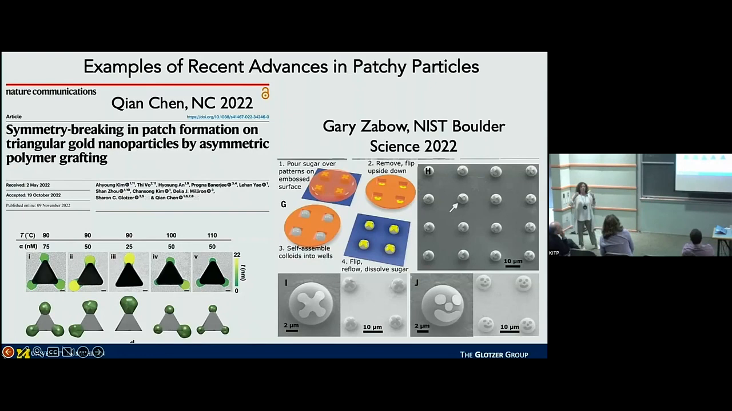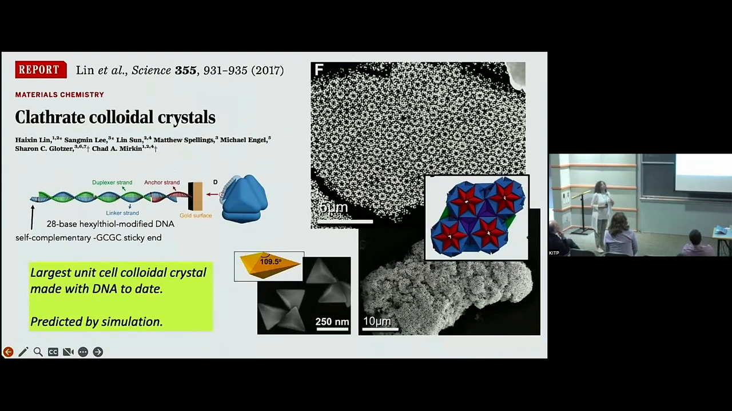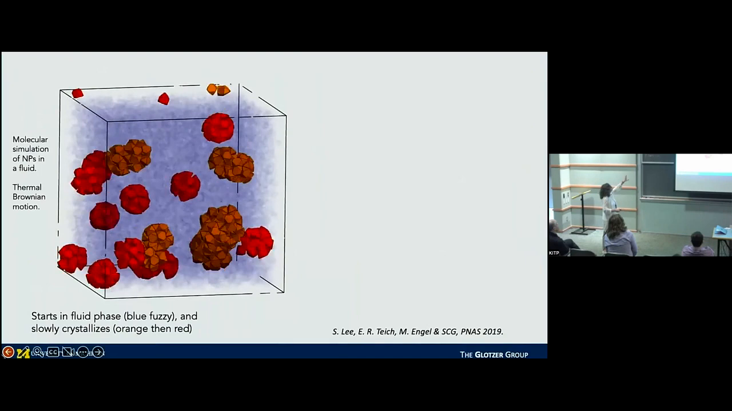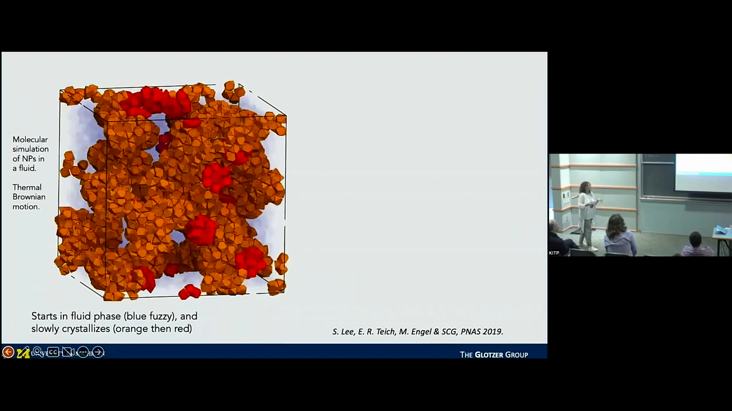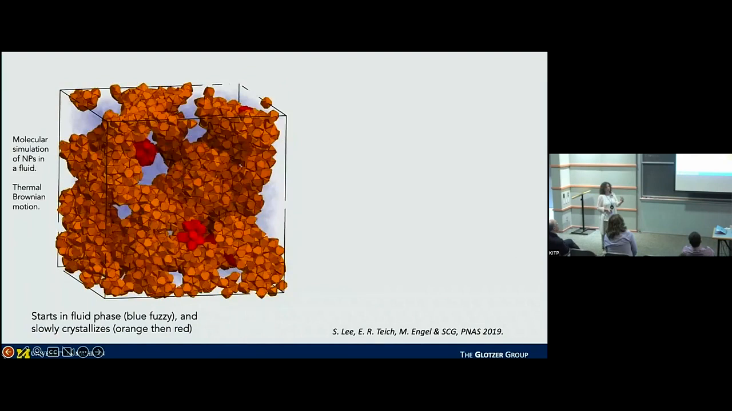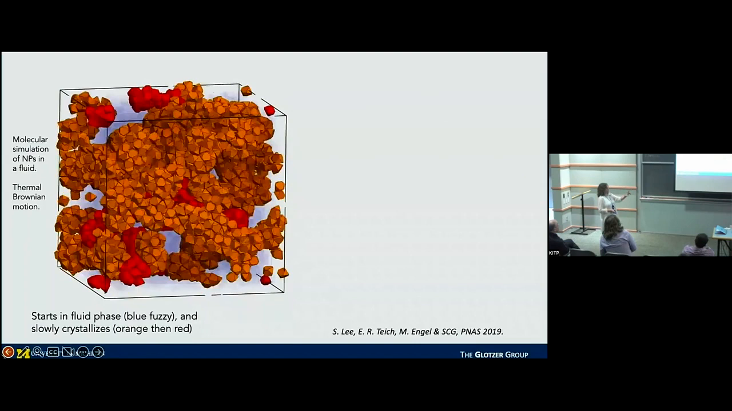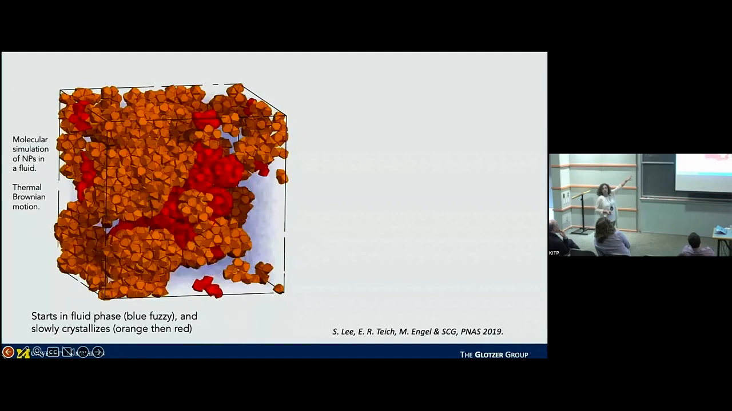Still, among the most complex self-assembled colloidal crystals is an example of this clathrate colloidal crystal that Chad's group made, which has I think 123 particles in the unit cell that self-assembled, of course, with self-complementary DNA on a shape that's a triangular bipyramid that's squashed, kind of oblate. And this is still the largest unit cell that we've ever self-assembled in the computer with any shape and just with entropy. This is a tetrahedron where we snip the corners and the edges a little bit, and it starts out as a fluid, and the orange is a locally ordered dense fluid, and now it's the crystal.